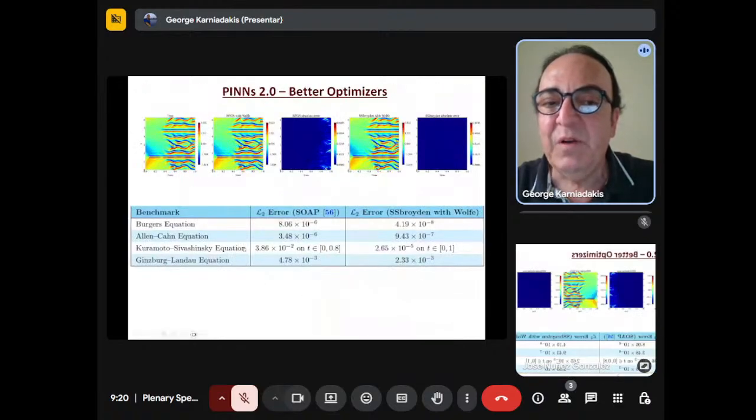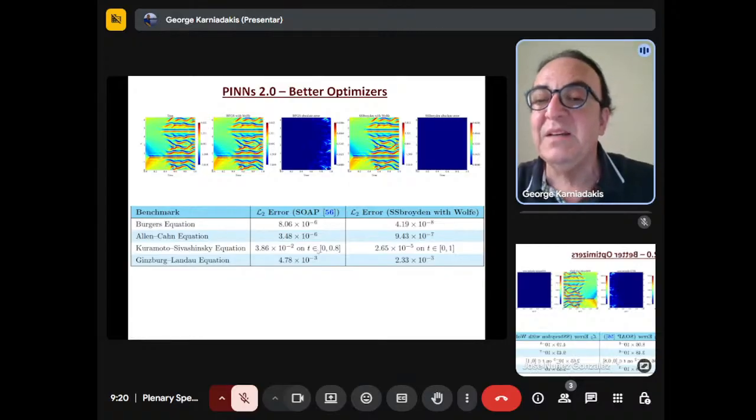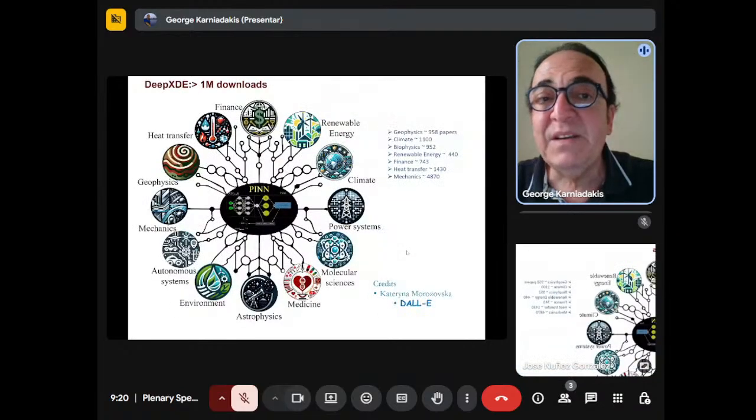For example, the Kuramoto-Sivashinsky equation used sometimes in combustion and dynamical systems. You can see some pictures here. We couldn't actually solve it with PINNs at that time because we didn't have the right optimizer. We have first-order optimizers, and second-order optimizers were not very good. But now with these self-scaled optimizers, we can get accuracy 10 to the minus 5, which is very respectable. And Ginzburg-Landau equations for perturbation analysis and so on. So PINNs have been very successful across many domains.